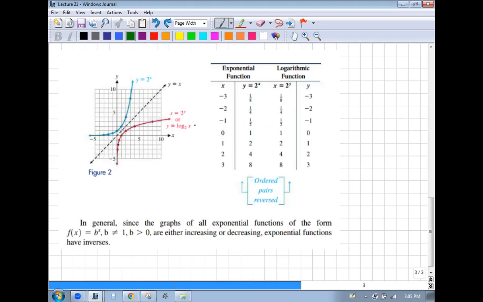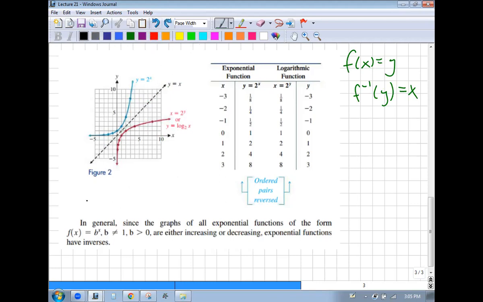Now logs. Logs are the inverses of exponentials. So remember this line y equals x, when you go from a function to its inverse. If f of x equals y, then f inverse of y equals x. The inverse function is just a function that does the same thing but backwards. So you can see the x's and y's are getting switched. Graphically, that means you're flipping over the line y equals x. So if this is 2 to the x, this red line is log base 2 of x. Log base 2 of x is the inverse of 2 to the x.